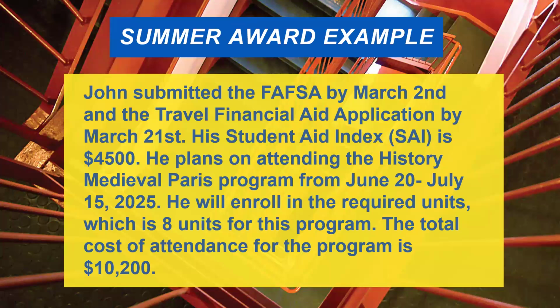Alrighty, so here we have a summer award example. John submitted his FAFSA by the March 2nd deadline, and the travel study financial aid application by March 21st. His student aid index, or SAI, is 4,500. He plans on attending the History Medieval Paris program from June 20th to July 15th, 2025. John plans to enroll in the required units, which is 8 for his program. So the total cost of attendance for this program is going to be $10,200.